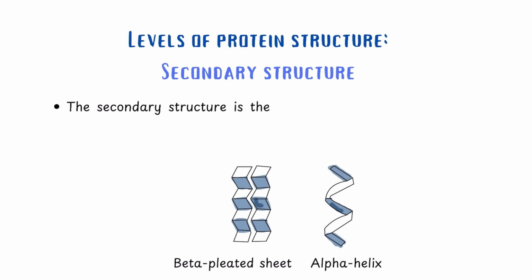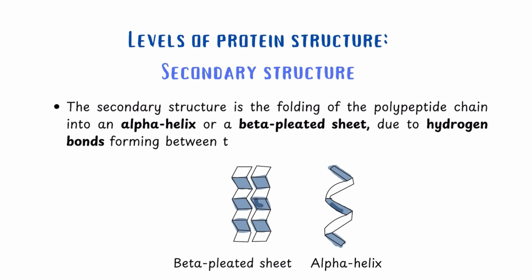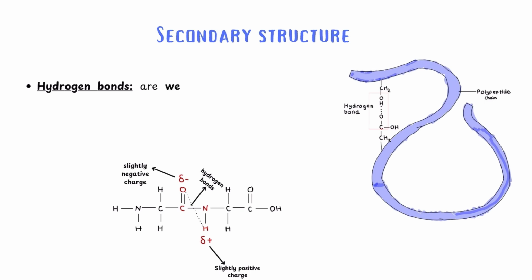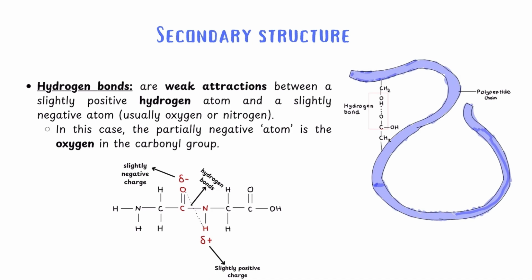The secondary structure is the folding of the polypeptide chain into an alpha helix or a beta pleated sheet, due to hydrogen bonds forming between the groups in the peptide bonds. Hydrogen bonds are weak attractions between a slightly positive hydrogen atom and a slightly negative atom, usually oxygen or nitrogen. In this case, the partially negative atom is the oxygen in the carbonyl group.